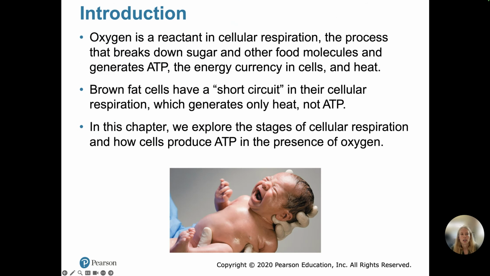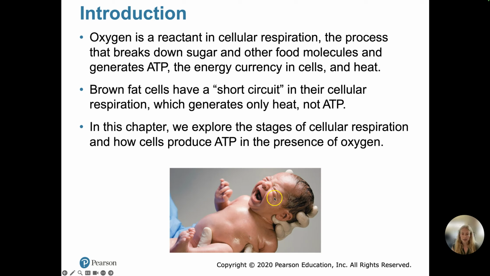So a general introduction. Oxygen is a reactant in cellular respiration, which is the process that breaks down sugar and other food molecules and generates ATP, which is the energy currency in cells. It also generates heat as a byproduct of the reaction. Brown fat cells, which are really common in infants, have a short circuit in their cellular respiration, which generates only heat, not ATP. So the energy isn't harnessed into ATP, it's just generating heat.